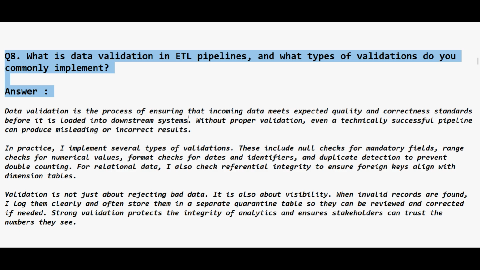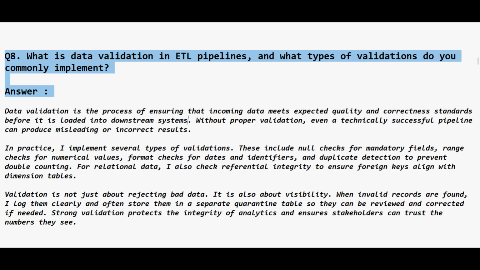These include null checks for mandatory fields, range checks for numerical values, format checks for dates and identifiers, and duplicate detection to prevent double counting. For relational data, I also check referential integrity to ensure foreign keys align with dimension tables.